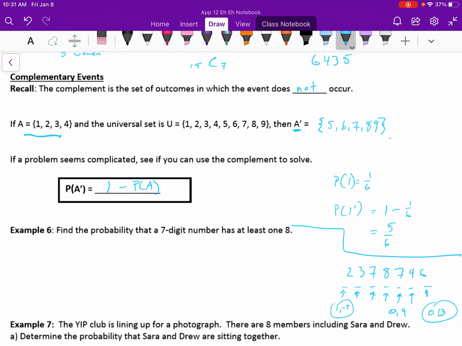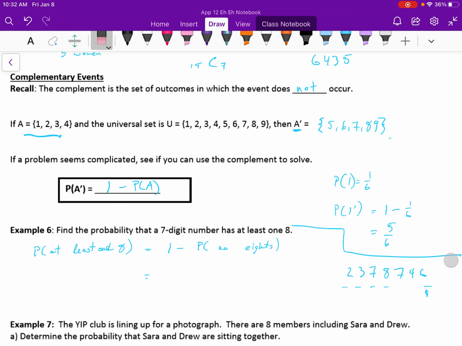So I could split this up into a whole bunch of cases, can't I? The probability that a 7-digit number has at least one 8, well, I could figure out the probability that a number will have exactly one 8, and then I can figure out the probability that a number has two 8s. That seems way too hard. So here, an important idea is the probability of at least one 8 is going to be 1 minus the probability of no 8s. The complement of having at least one 8 is having no 8s. So, all right, I'm starting to get this. Now, this is still a tough question, no doubt. I'm just going to try to create some room here.